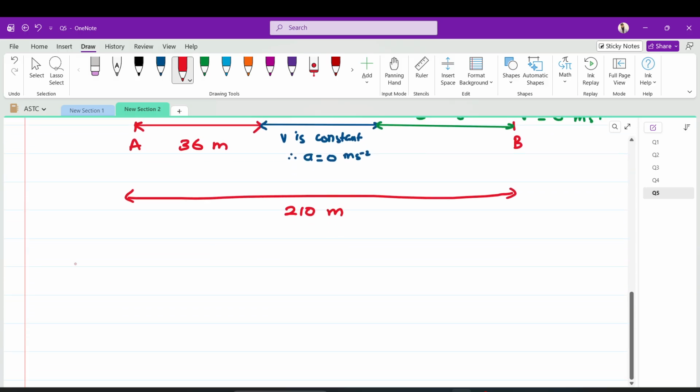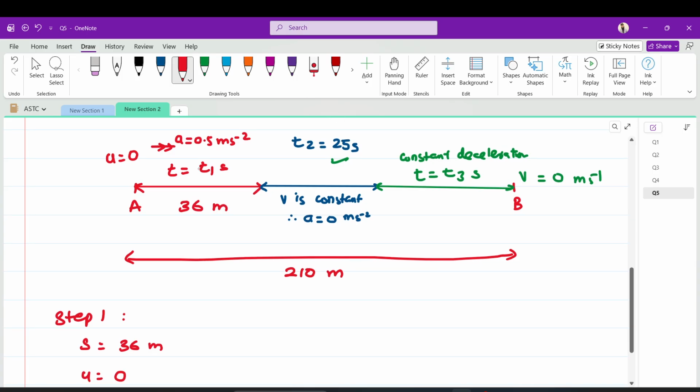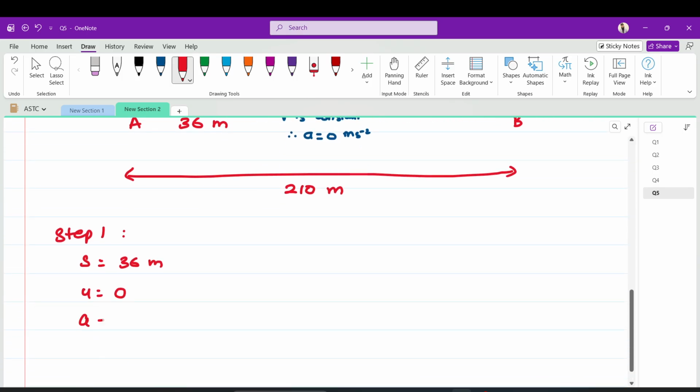So for the first part, I can use the equation S is equal to, let me write it like this. This is step one. S is equal to 36 meters. U is equal to 0. V, we don't have anything about V, so we'll just skip that. A is equal to 0.5 meters per second square, and T is equal to T1. So I can use the equation S is equal to UT plus half AT square.